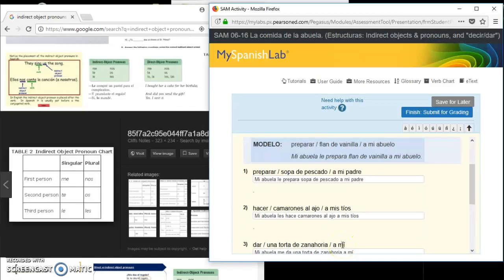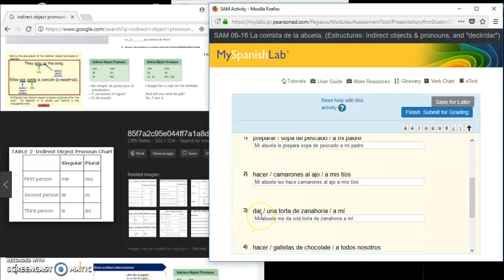Okay, so for mi abuela here, le is the indirect object pronoun. The indirect object pronoun aims to answer to whom, or for what. And then it always comes before the conjugated verb.